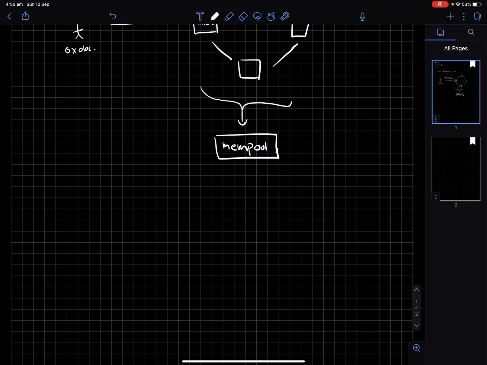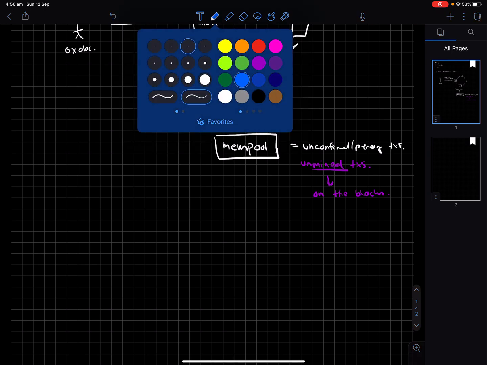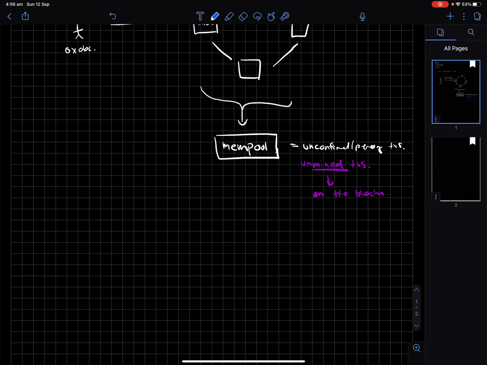Basically the mempool is all of your unconfirmed, pending transactions. So in other words, they're unmined transactions. When you have a mined transaction, that means it's actually on the blockchain, right? So this is its pre-blockchain state. Anyway, you have a bunch of transactions in this mempool right here, and you then have these miners.